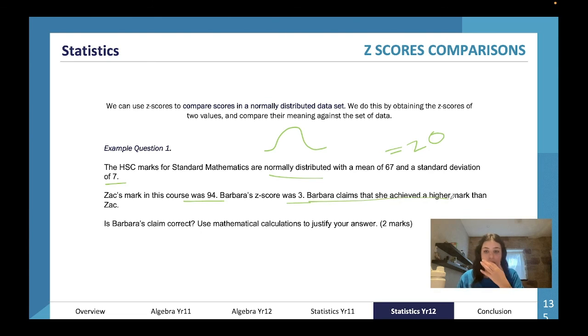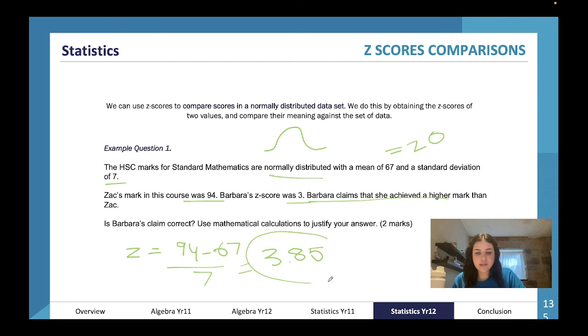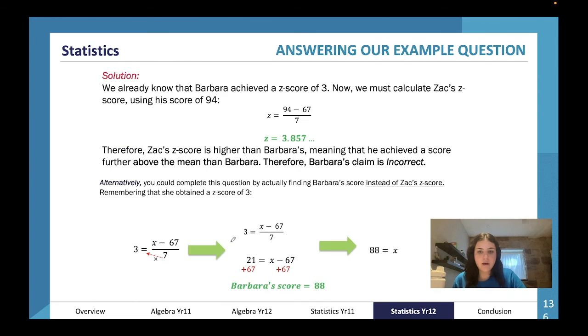She's claiming she got a higher mark. So is her calculation, or is her claim correct? So let's find out what Zach's Z score was, and then we can figure out who had the higher mark. So Zach's Z score is going to be his mark, 94, minus the mean of 67, over a standard deviation of 7. 94 minus 67 over 7 is 3.85, which means he had a Z score of 3.85. Now, because it's a positive and it's higher than 3, Barbara's claim is not correct.